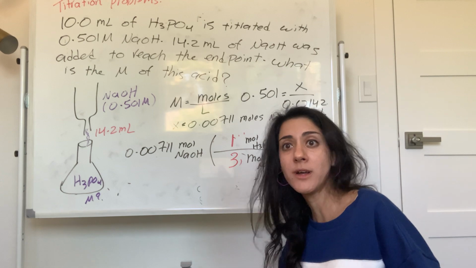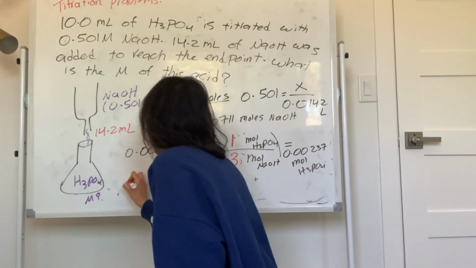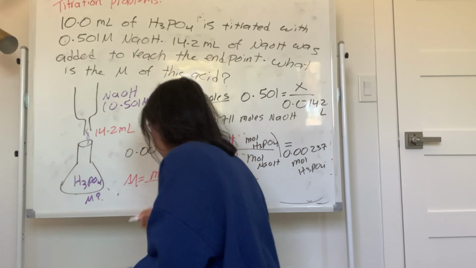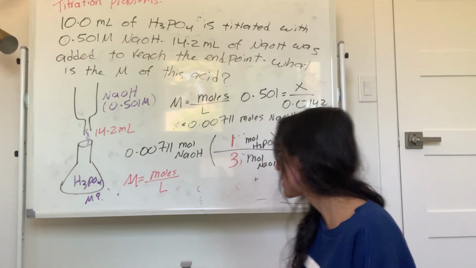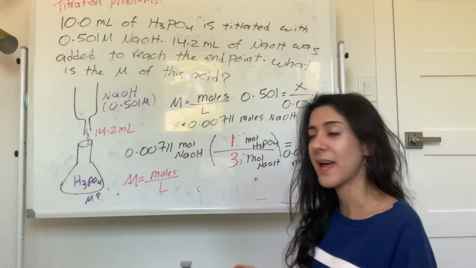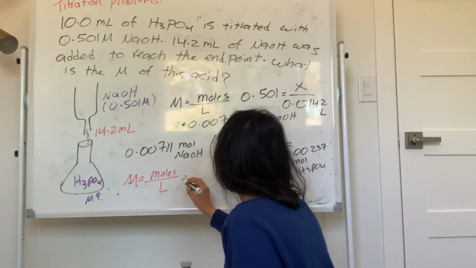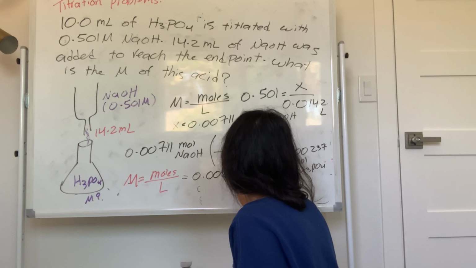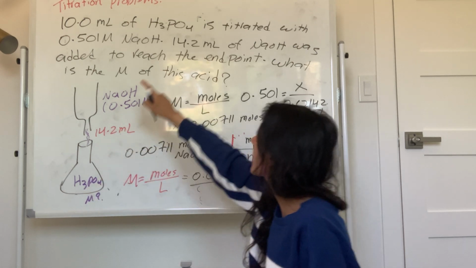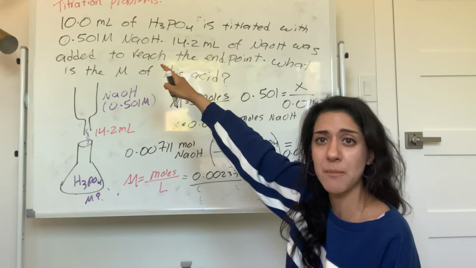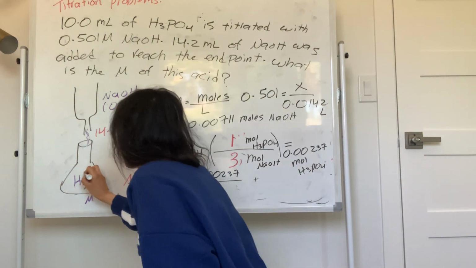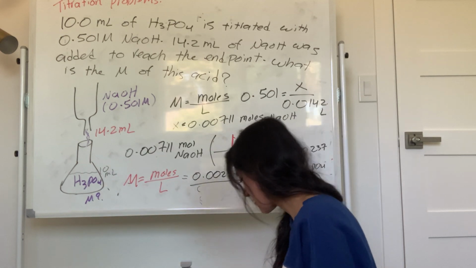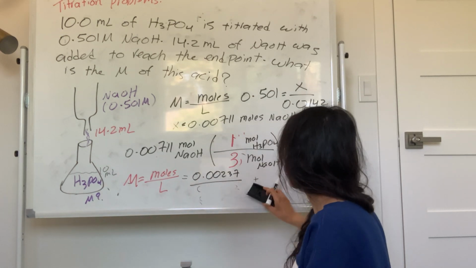Now, are we done? We're not done. The question asks you for molarity. Remember, molarity is moles per liter. So the moles of the acid is 0.00237. How much of this phosphoric acid did you have? You had 10 ml. That's what we were trying to figure out. You had 10 ml of the phosphoric acid and you were trying to figure out the molarity of that.